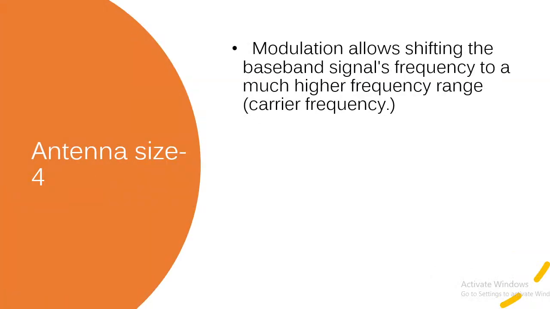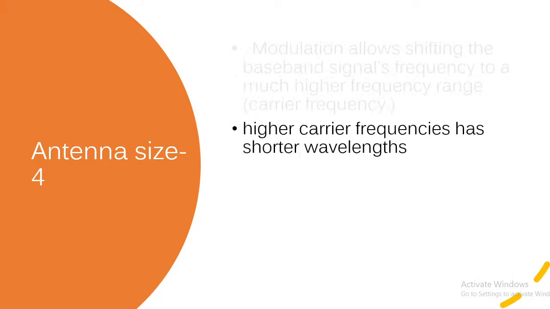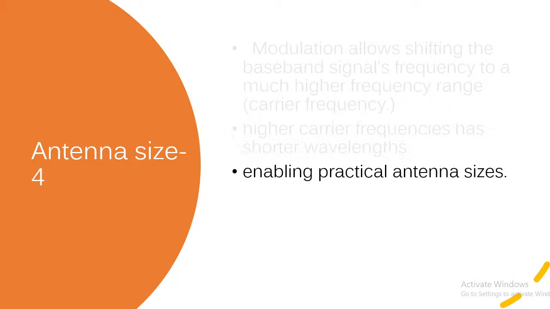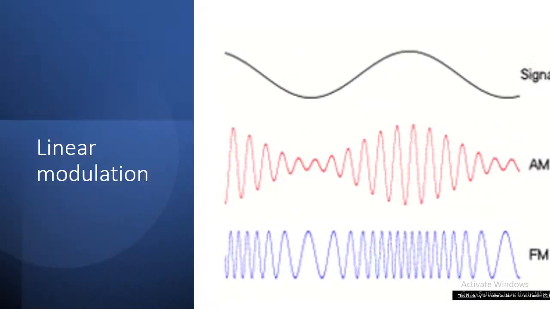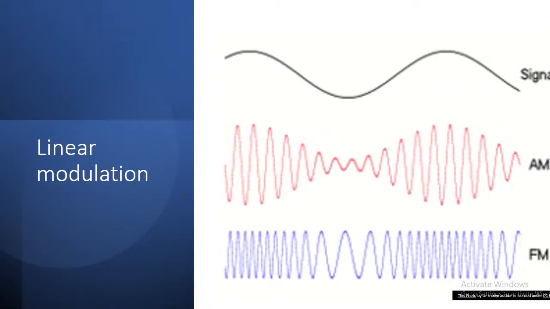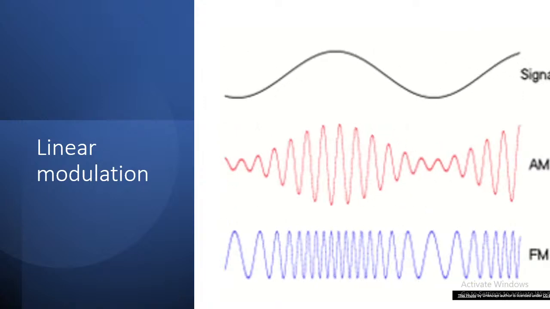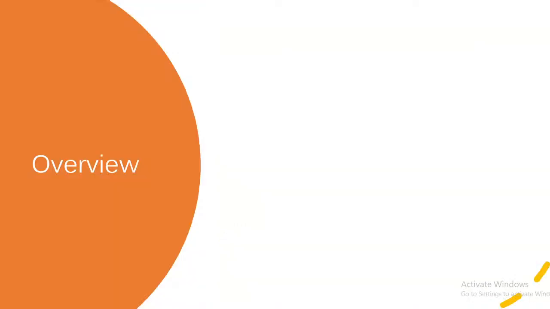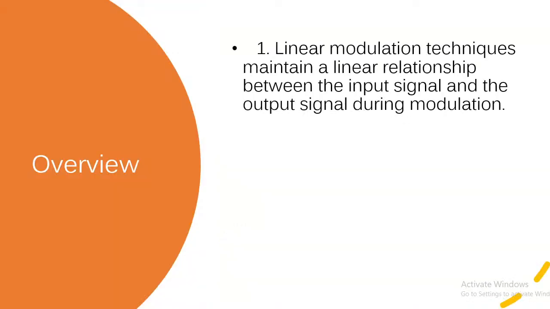When you do modulation, you use a carrier frequency, and the carrier is modulated by the baseband signal. The carrier frequency range is very high, and a high carrier frequency has a short wavelength. Short wavelength means the antenna size is small, so a practical antenna size is possible when you use modulation. Now, there are two types of modulation. We consider first linear modulation, so let us have an overview of it.